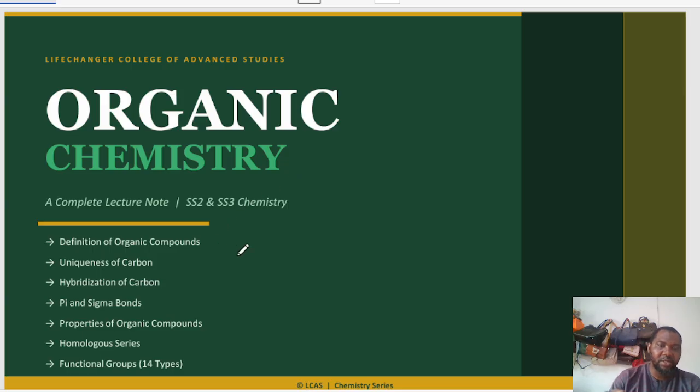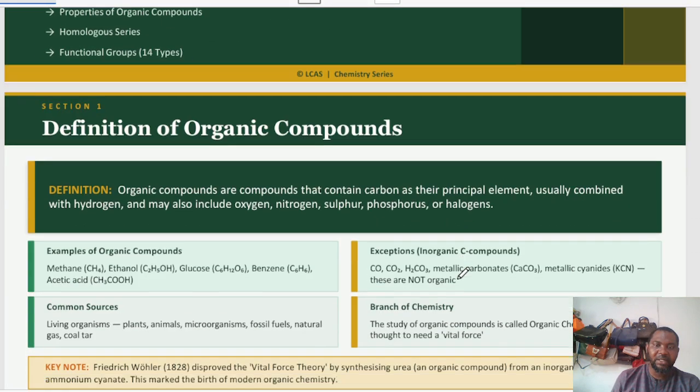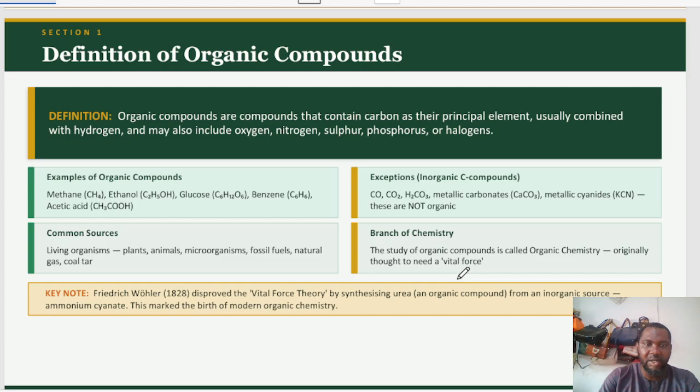Here we are going to be looking at the definition of organic compounds, uniqueness of carbon, hybridization of carbon, pi and sigma bonds, properties of organic compounds, homologous series, and functional groups. So that leads us to the definition of organic compounds.